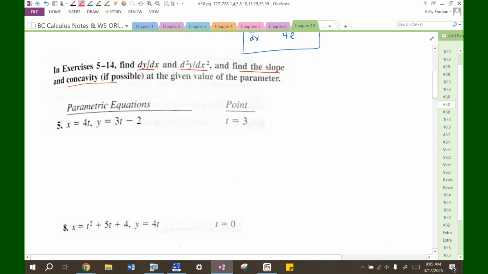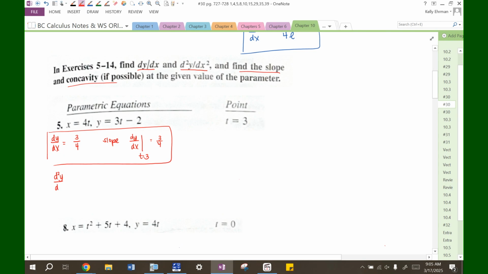All right, so let's see. We're starting with dy/dx. So dy/dx is just 3 over 4. So I don't need to simplify that. And that means that the slope is also just 3 over 4. But if you want official notation, it would be like, when I evaluate dy/dx at t equals 3, no matter what t is, it's always equal to 3/4. All right, so there's dy/dx and the slope for that first one.